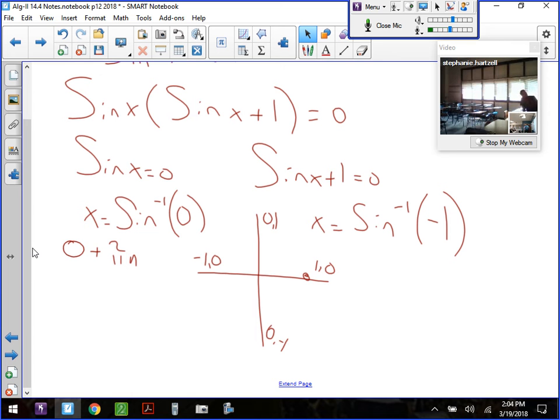Good morning. And then where's sine at negative 1? Somewhere there. 3 pi over 2.